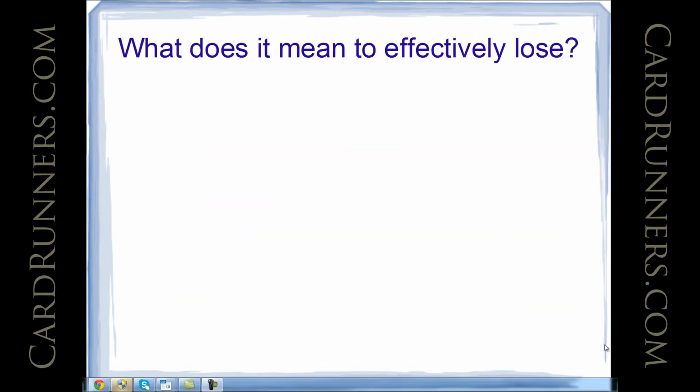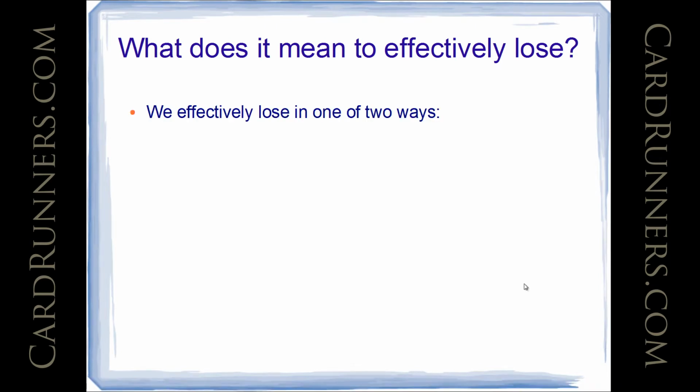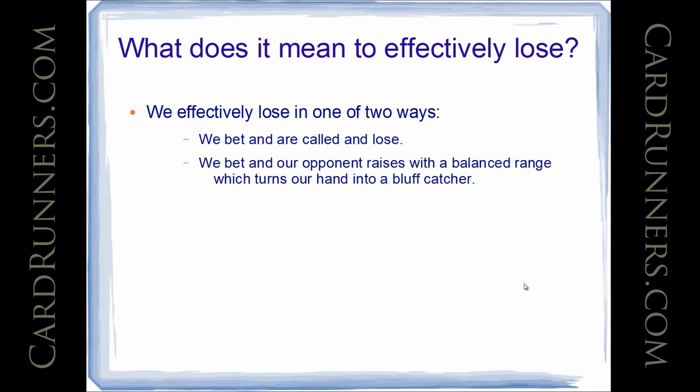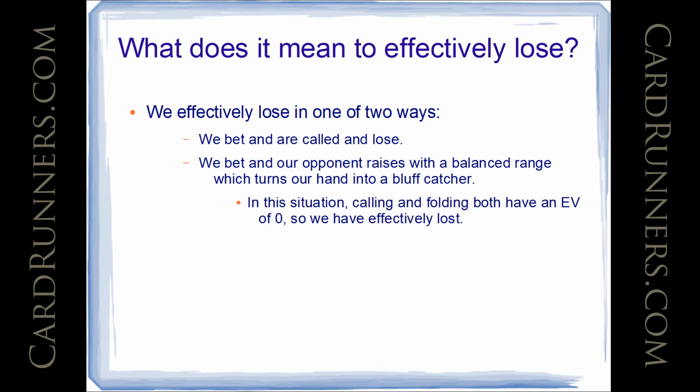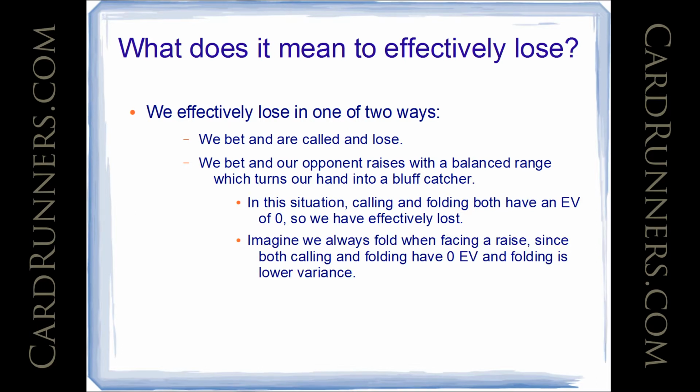So what does it mean to effectively lose? We effectively lose in one of two ways. We bet and are called and lose, or we bet and our opponent raises with a balanced range, which turns our hand into a bluff catcher. In this situation, calling and folding both have an EV of 0, so we have effectively lost. Imagine we always fold when facing a raise, since both calling and folding have 0 EV.